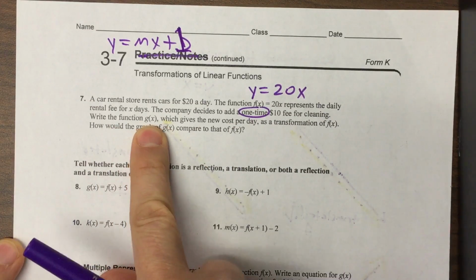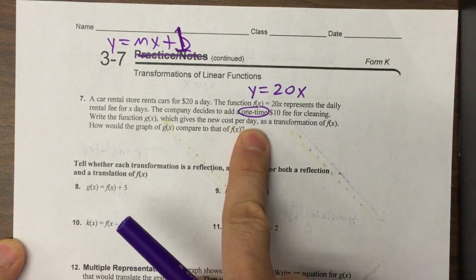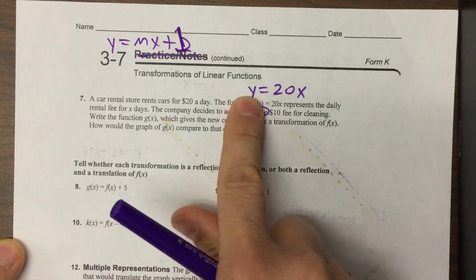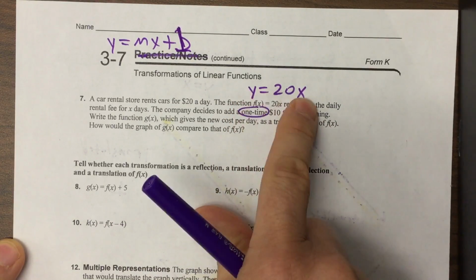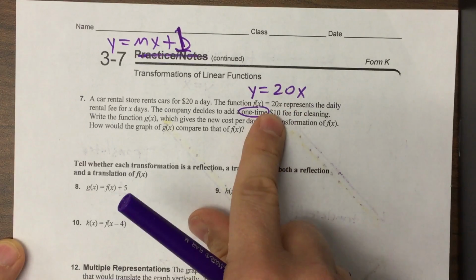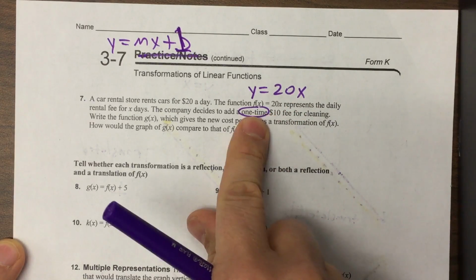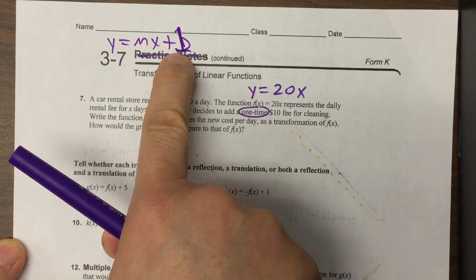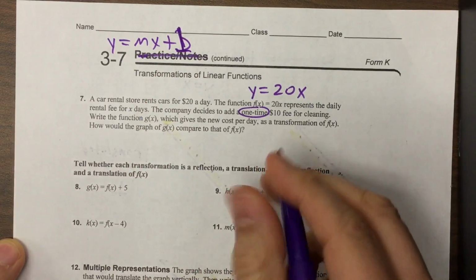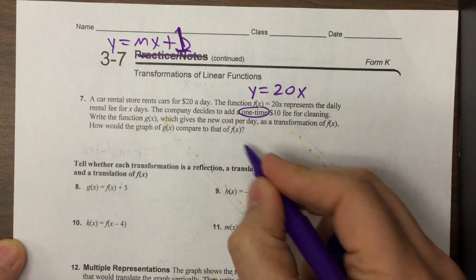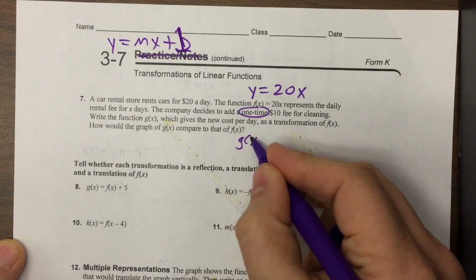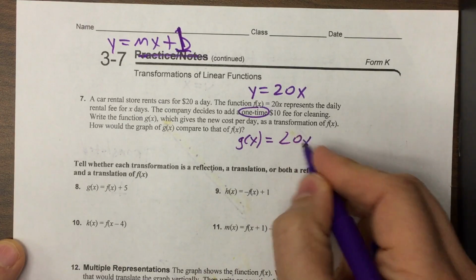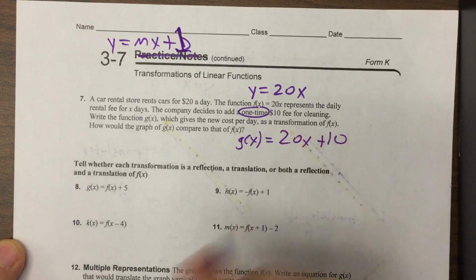Okay? So one-time fee of $10 for cleaning. Write the new function g of x, which gives the new cost per day, as a transformation of f of x. So they're saying my original equation is y equals 20x. Where does this 10 go into our new equation? Well, the vocabulary one time is already telling us that's the b number. So that's going to be a plus 10 added on. So my new equation, my new y equals, which we'll call g of x, is the same 20x, but then we add a 10 on at the end.